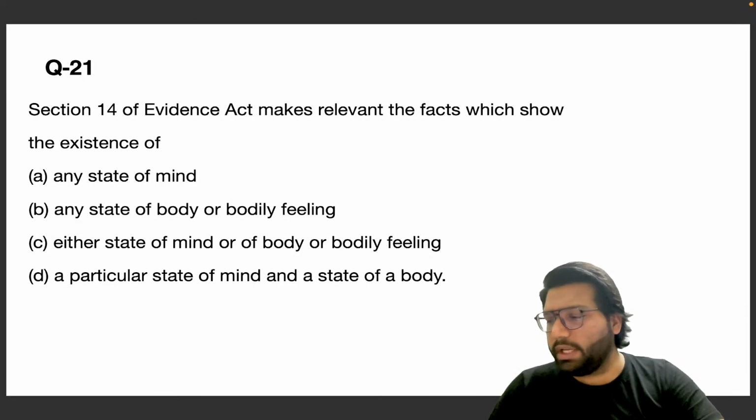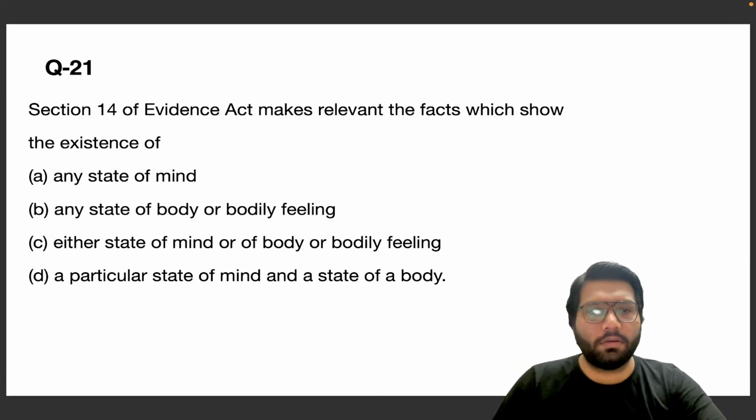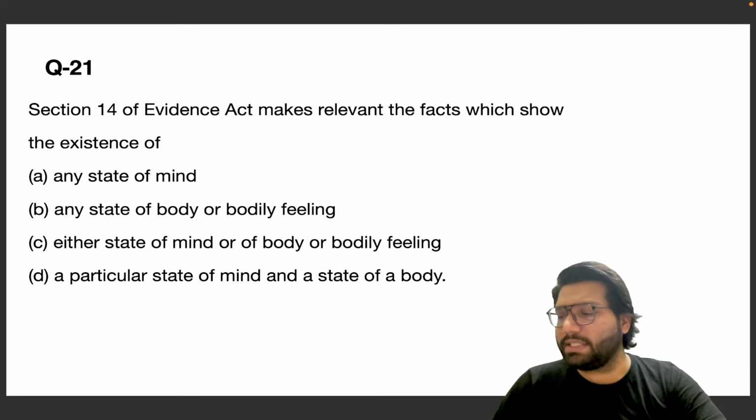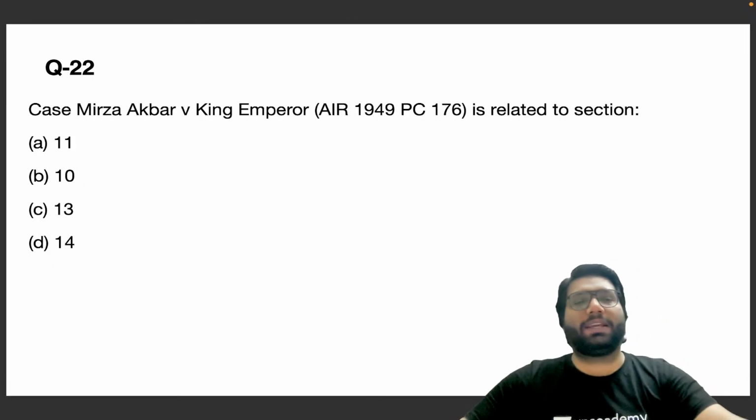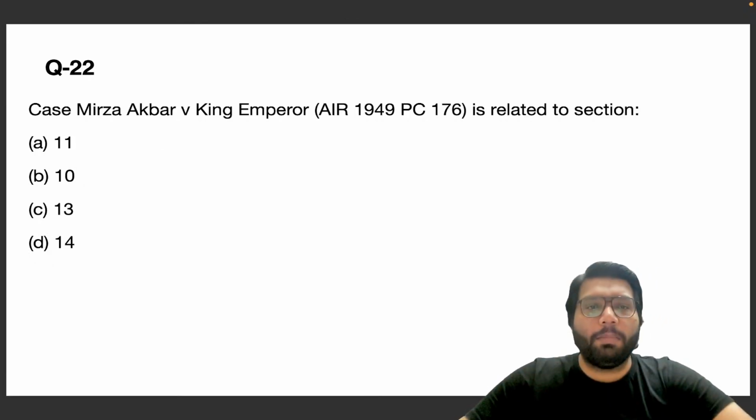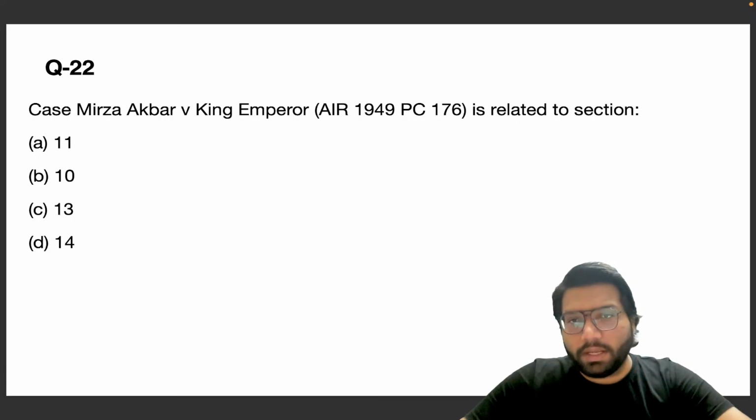Sapna, Arshi and Amit. Top 3 to answer. And students, C is the correct answer. Very good evening, Shalini. Next. The case Mirza Akbar versus King Emperor is related to which section?